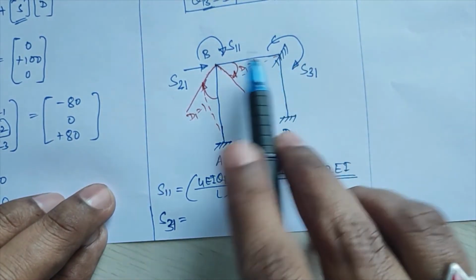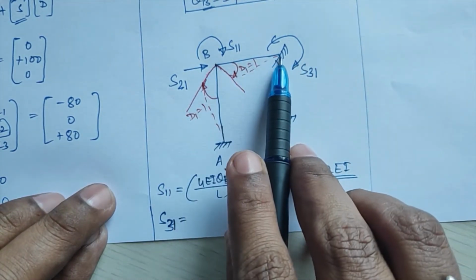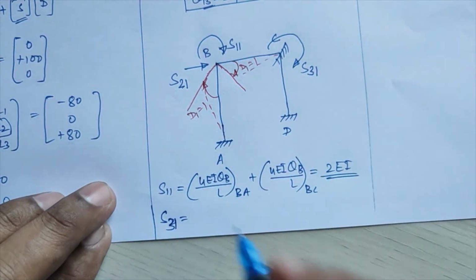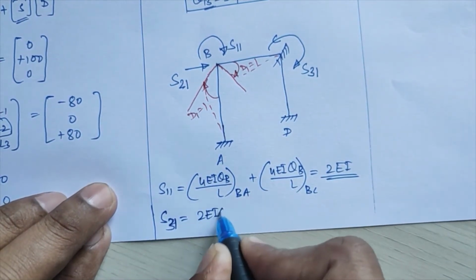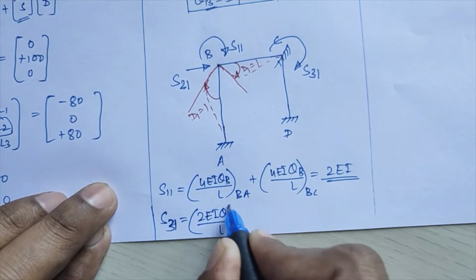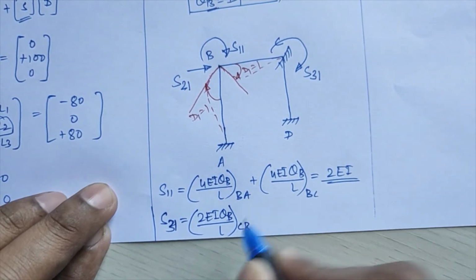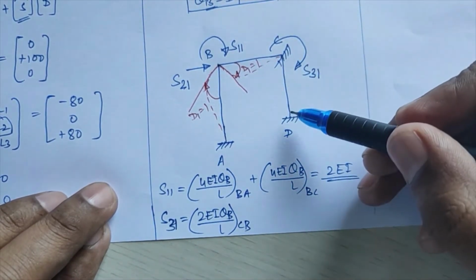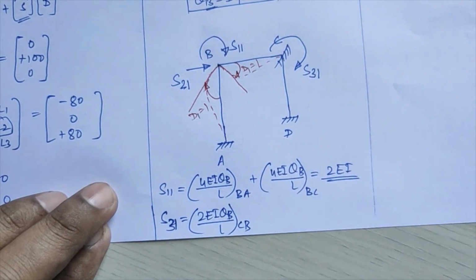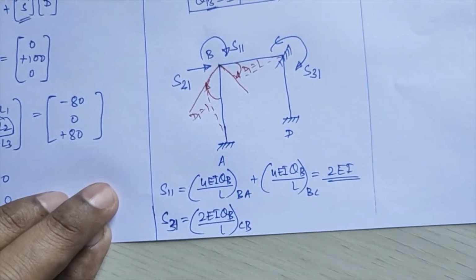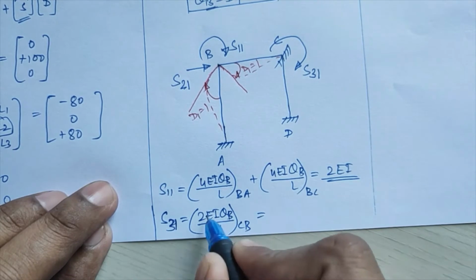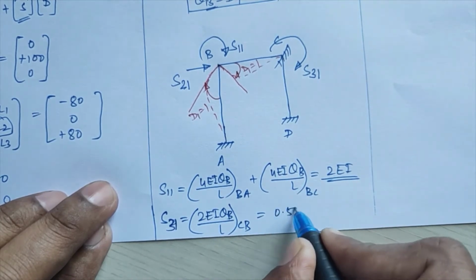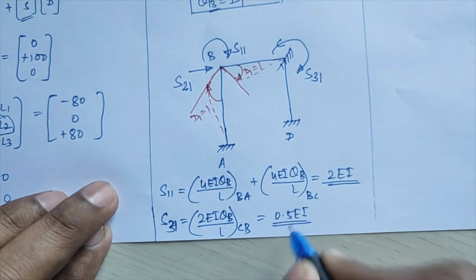S31, corresponding to your unit displacement applied at the farther end over there, will be 2EI theta B upon L, but that will be only for member CB. For member CD, this will be completely restrained, so for CD this value will not come. Just S31 will be for CB. So 2 by 4 gives 0.5 of EI.